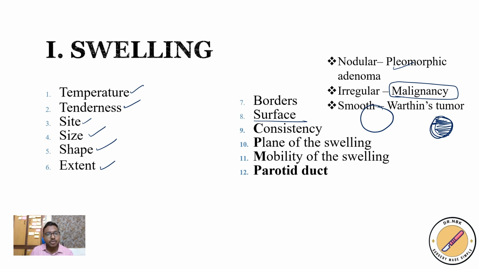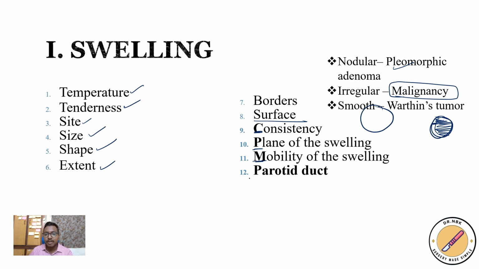Then please remember, not only in parotid swelling but in any swelling per se, the three most important specific findings you will examine for in palpation can be remembered with the help of a mnemonic, CPM. C for consistency, P for plane of the swelling, M for mobility of the swelling. We need to understand how they are important in parotid swelling.